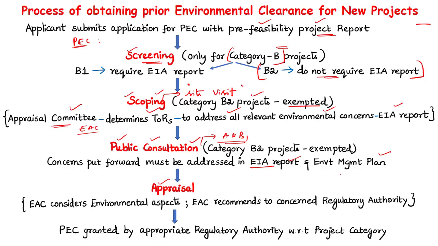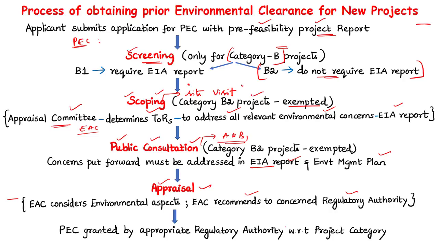Then after public consultation, the next and last stage is the appraisal stage. So in this stage, there will be overall and detailed scrutiny of the final EIA report. This report is presented to the Central Expert Appraisal Committee or State Expert Appraisal Committee. So at this stage, the concerned expert appraisal committee considers the environmental aspects of the proposed project. Then after this, the committee makes its recommendations to the regulatory authority whether prior environmental clearance should be granted or not.